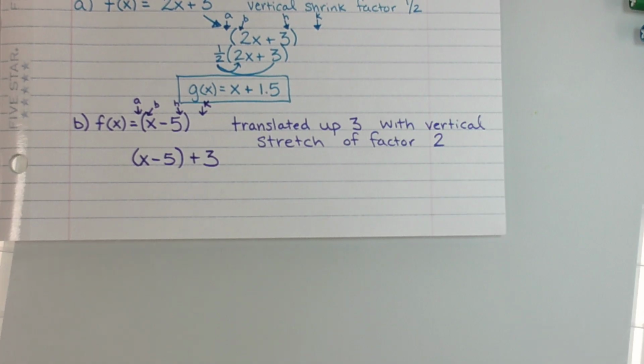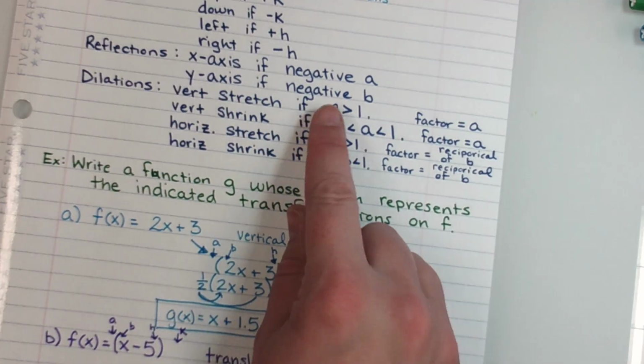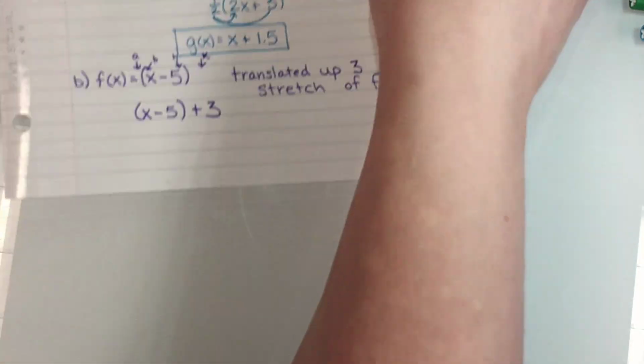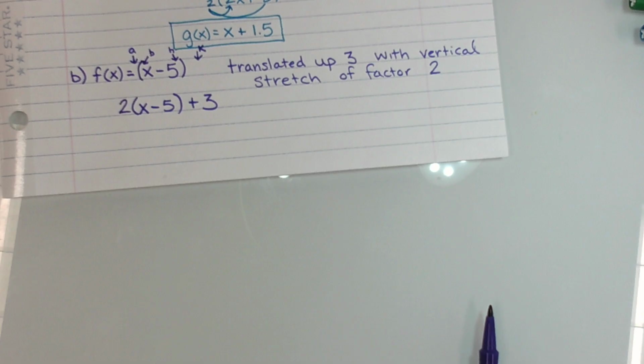Vertical stretch of 2. Is that A, B, H, or K? Looking at the right one, vertical stretch. Vertical stretch, which letter? A, B, H, or K? A. Vertical stretch affects A. So I put a 2 in front of the parentheses because that's where A goes.